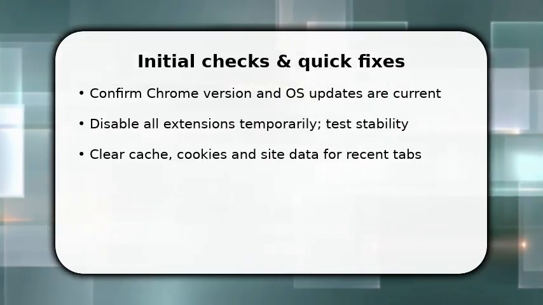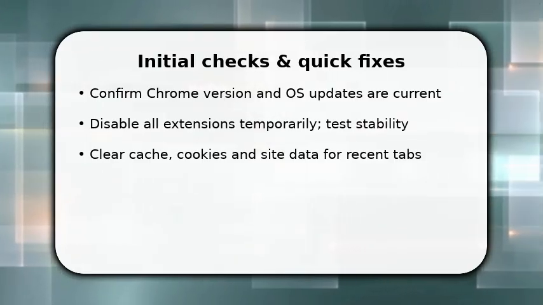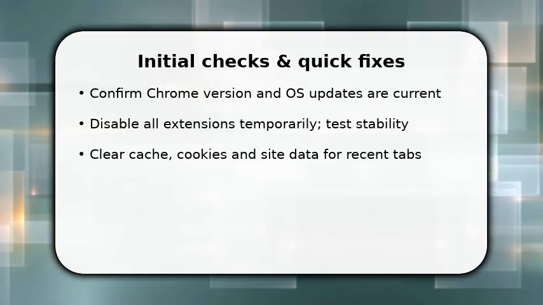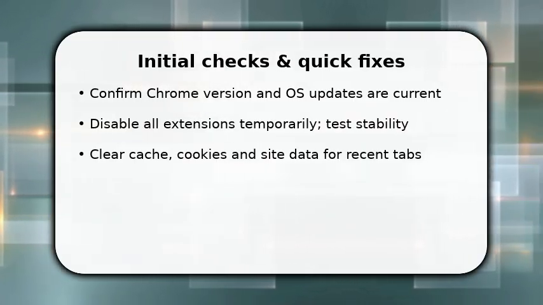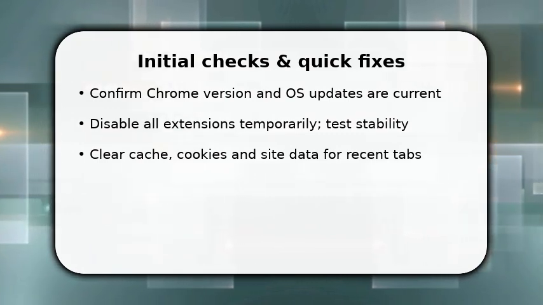Once done, clear cache and cookies for affected sites to remove corrupted data. These steps are fast and reveal whether the issue is local to your profile or caused by third-party code. If Chrome stays open after each change, you've isolated the trigger and can proceed.